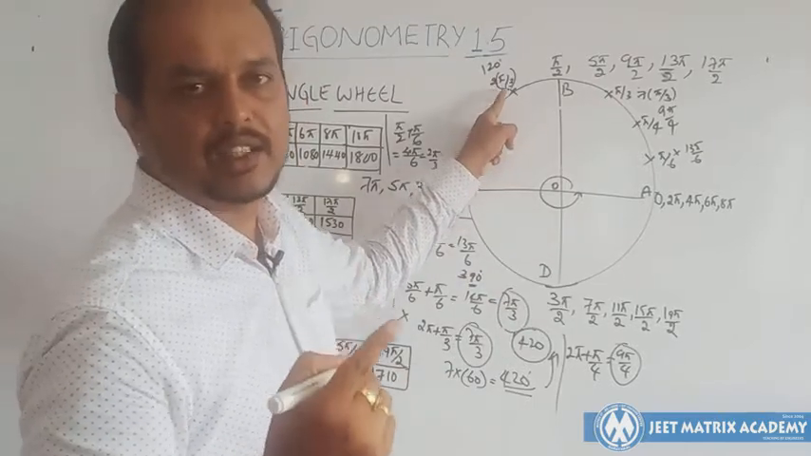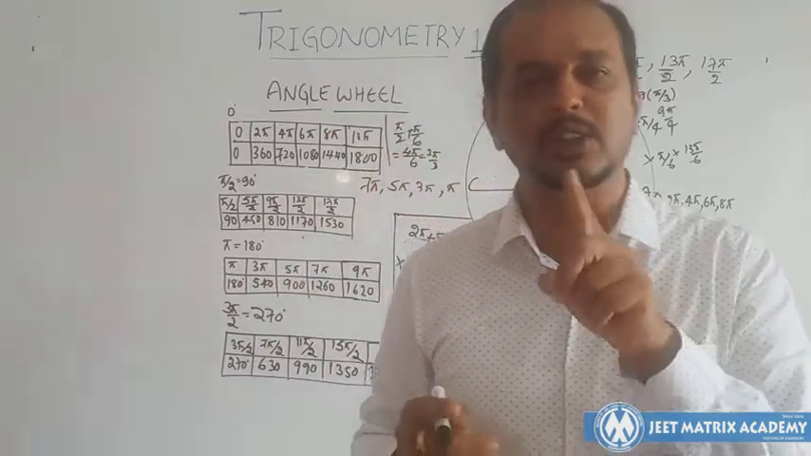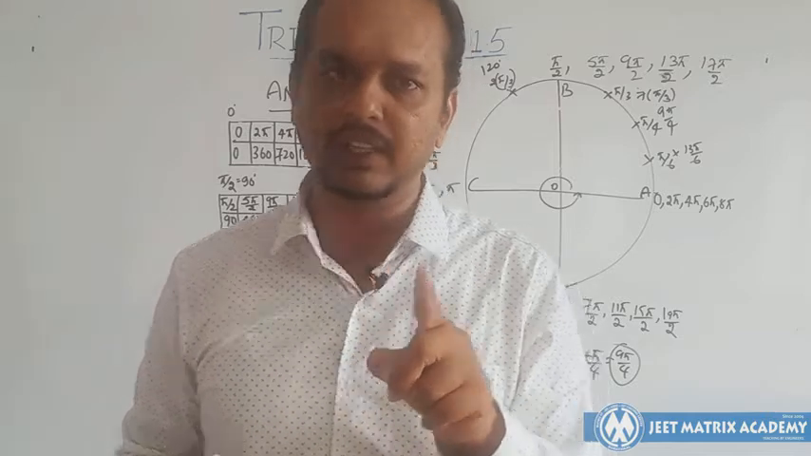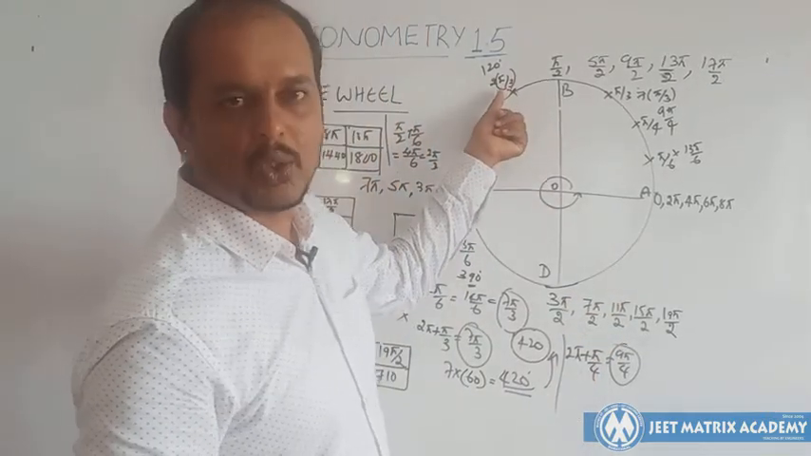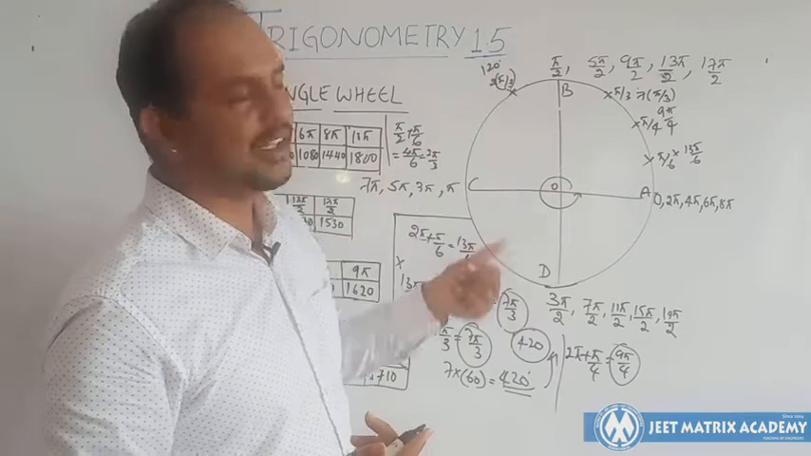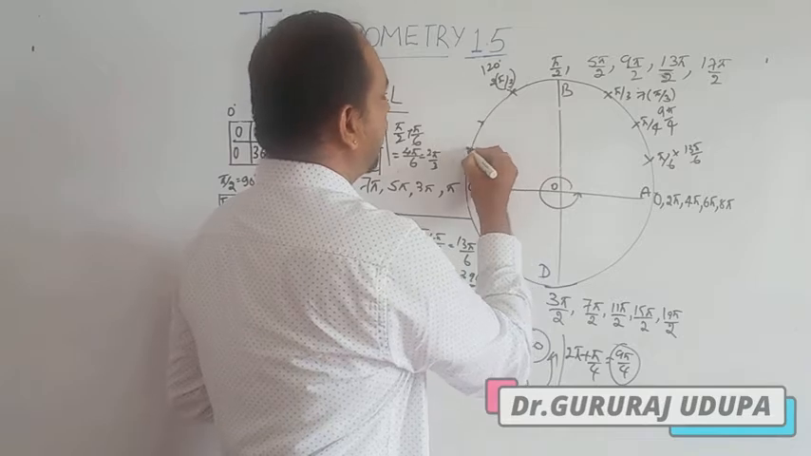So how can you relate? 120, how do you get? 2 into 60, 2 6s are 12. 2 into 60, 2 into pi by 3, 120.